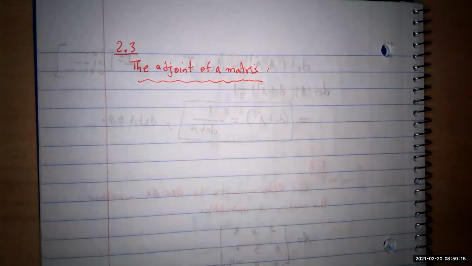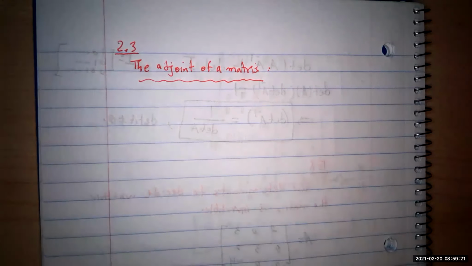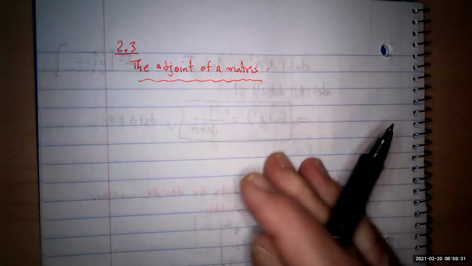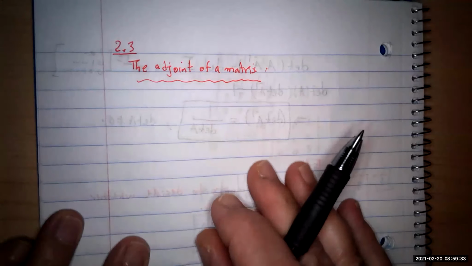Now, what is the adjoint of a matrix? Remember, we are talking about cofactors. Just to remind you what the cofactors are: we use the cofactor in order to get to the determinant of a matrix. And this new matrix would be related to the cofactors. So let's remind you about the cofactors.